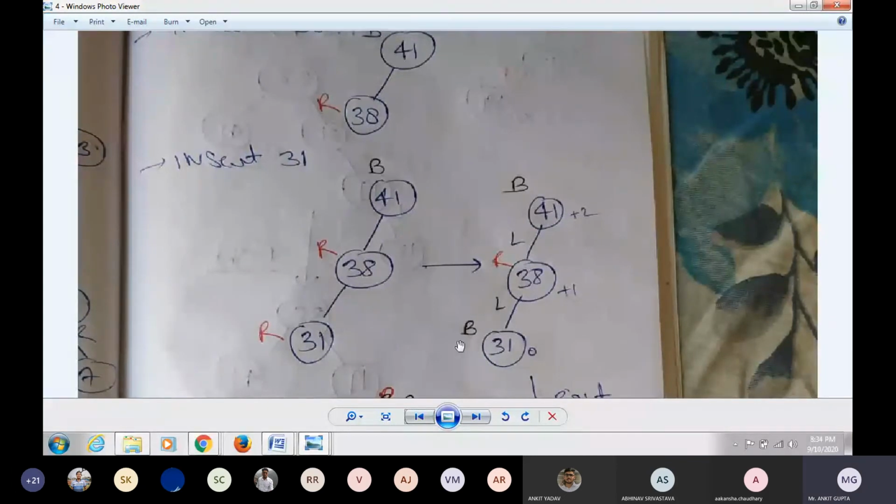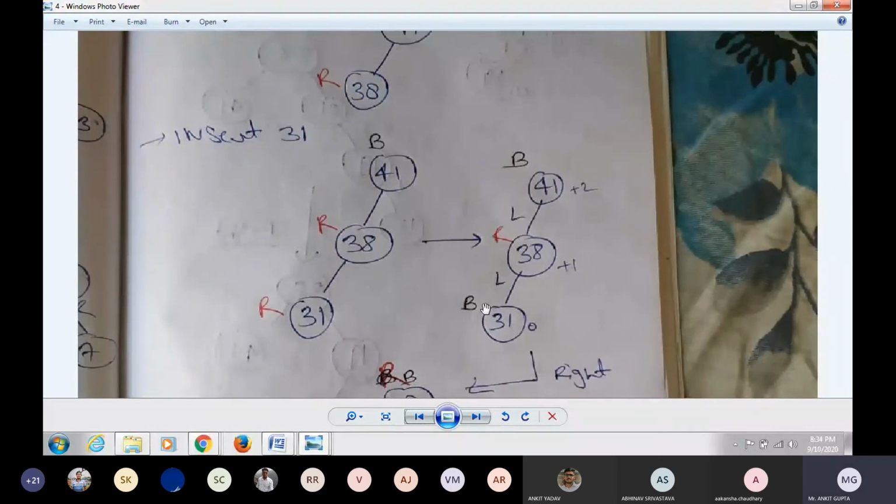This is the black node because I was getting two red nodes adjacent. You know the property of black child rule: every red node has children, both black. So it is black, and I have to change the color to black. Then you have to check whether it is balanced or not. It is 0 balance factor, +1 balance factor, +2 balance factor.